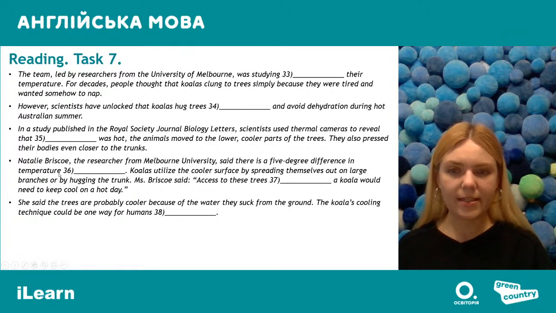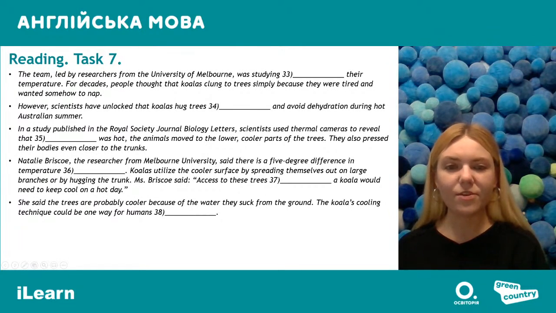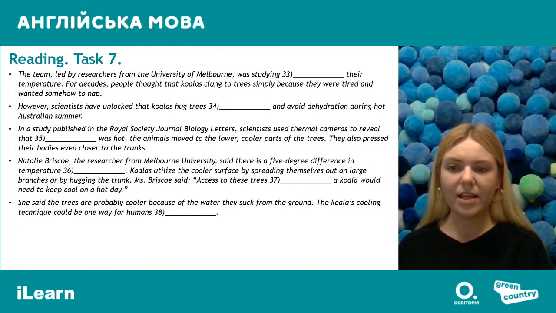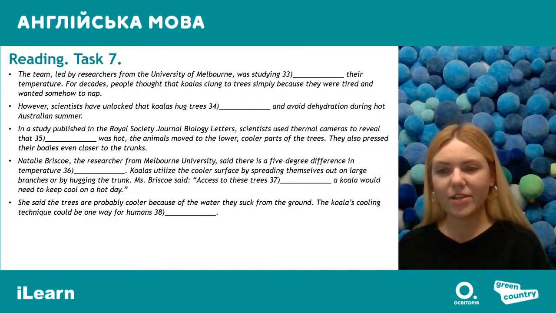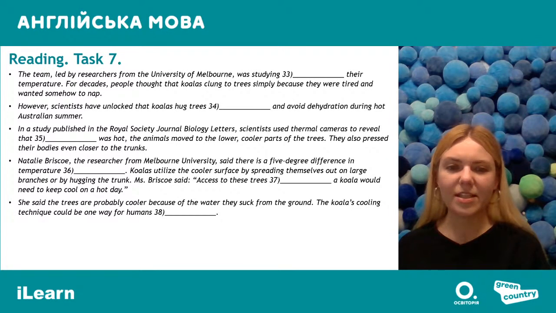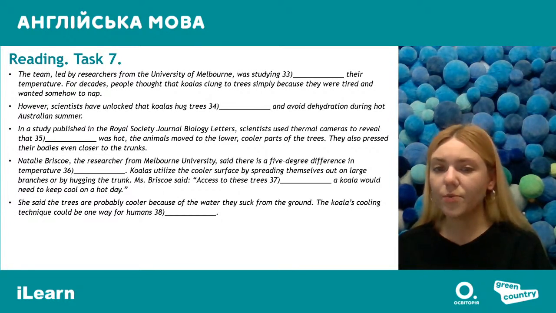Then in 36. So one researcher said that there is a 5-degree difference in temperature. So maybe it would be logical to have some information here on where, in what place. Да, тут в нас говориться, що є різниця в температурі в 5 градусів, і логічно, що далі в нас буде йти інформація, наприклад, де. Де така різниця в температурі? Або чому?